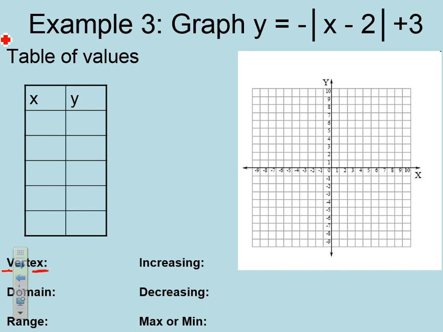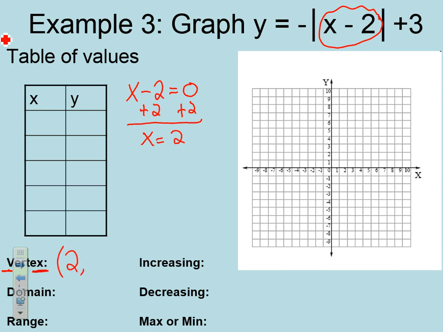In order to do that, we're going to take what's inside the absolute value. So I have x minus 2, and it's going to be equal to 0. To solve for x, I'm going to add 2 to both sides. x equals 2. There's our x value on our vertex. Now our y value, we're just going to plug it back in.